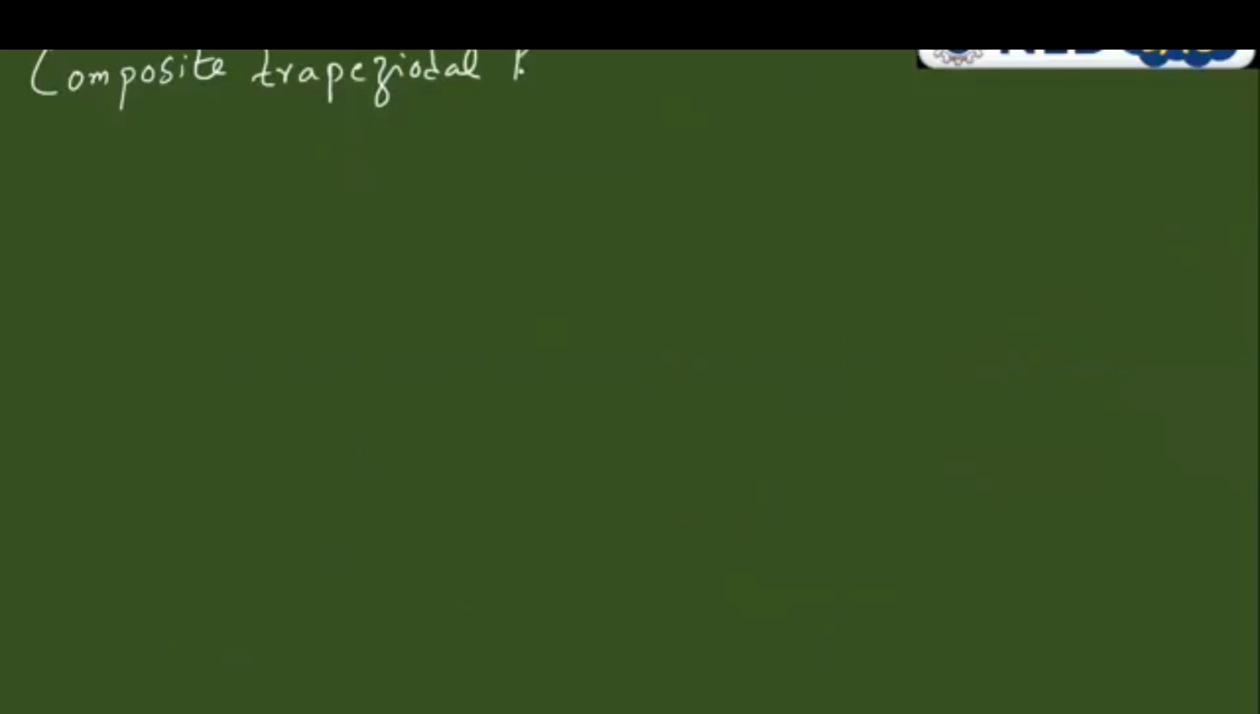rule. The point is, why I'm giving so much time to it is because students are confused. They think that trapezoidal rule is one thing and composite trapezoidal rule is a different thing. Now you will understand why the word composition or composite is added to it. The idea is quite simple.